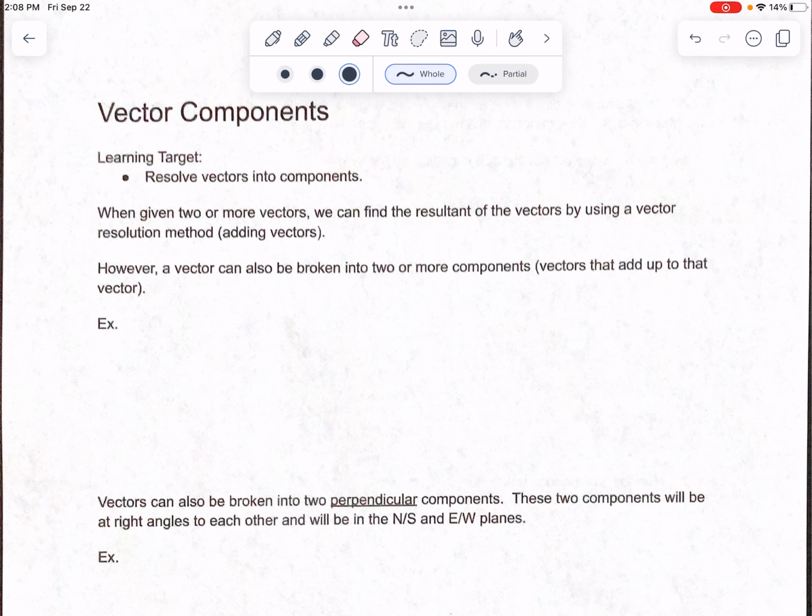All right, so this is gonna be a quick video going over pages 11 and 12 in your vectors packet. What we're gonna do is start breaking vectors down into components. First thing we're gonna talk about is finding the resultant by adding vectors.